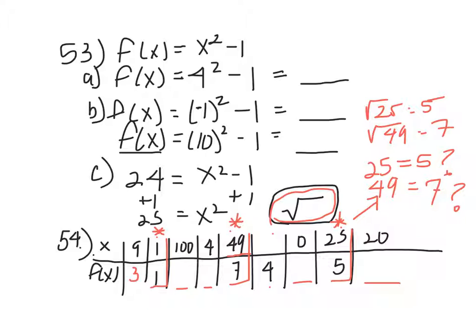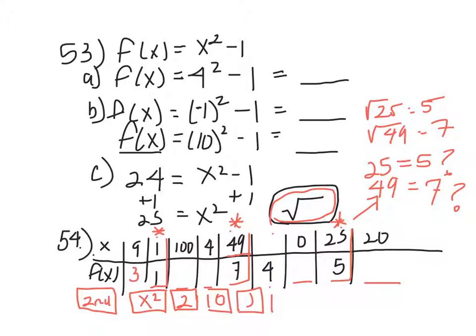How about 20? 20 is not a nice even number like 25 or 49. You're going to have to plug that one into your calculator. Remember, on your calculator, it is second button, x squared button, plug in your number, in this case, 2, then 0, then close your parentheses, then hit enter, and you will get your answer.